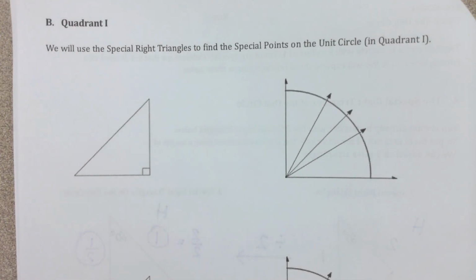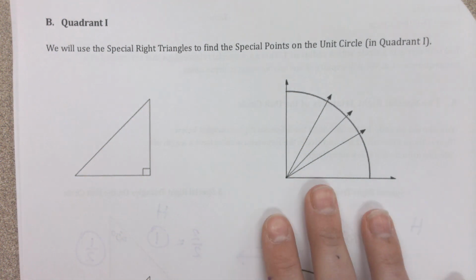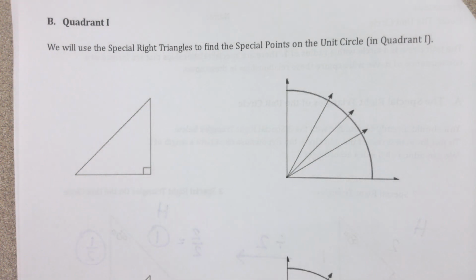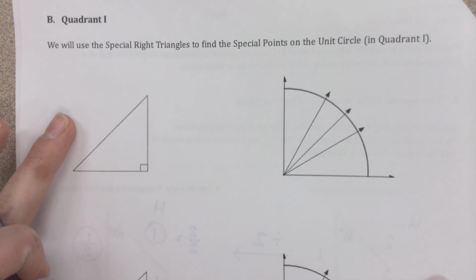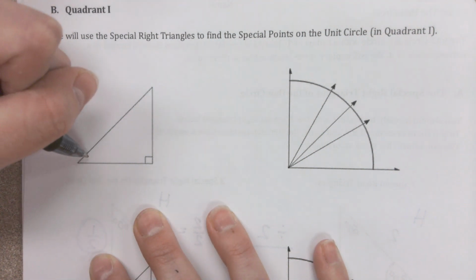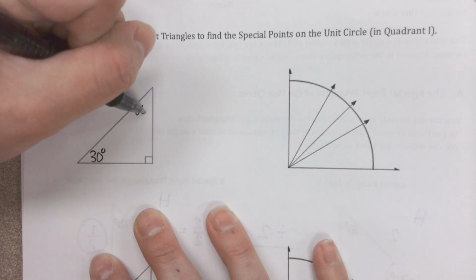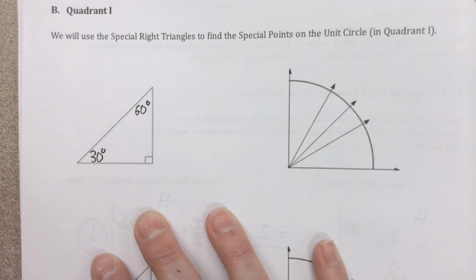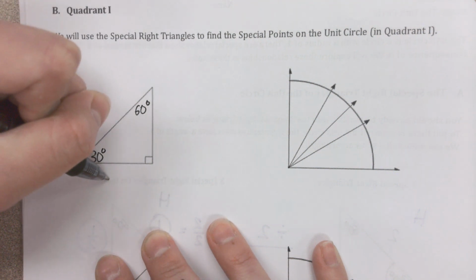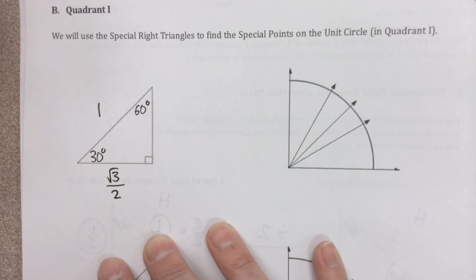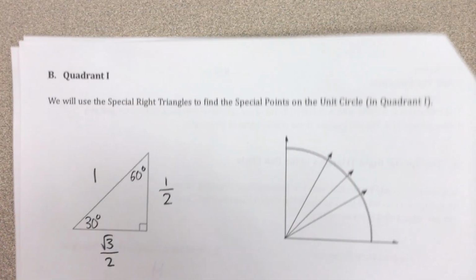Now we're going to take these triangles and translate them over to the unit circle, starting with quadrant 1. Quadrant 1 is something you need to know by memory. If you know quadrant 1, you can get the entire circle from there. So we're going to start again with that 30, 60, 90. And we know its side lengths. Hypotenuse is 1. The bottom is square root 3 over 2. And the side is a half.